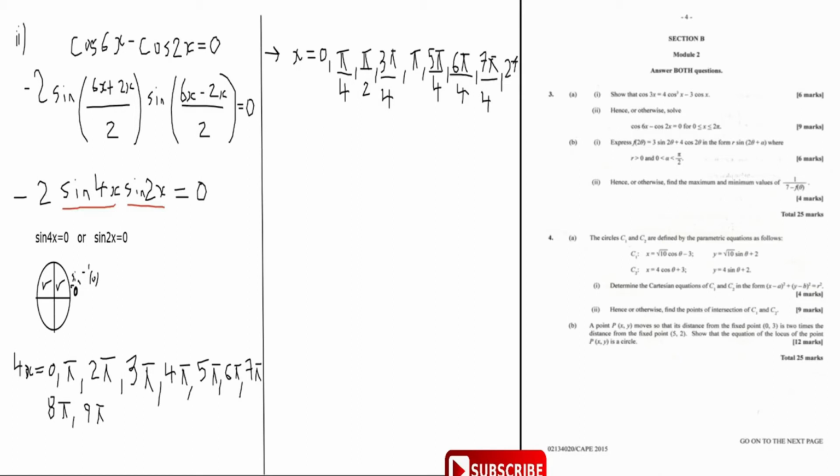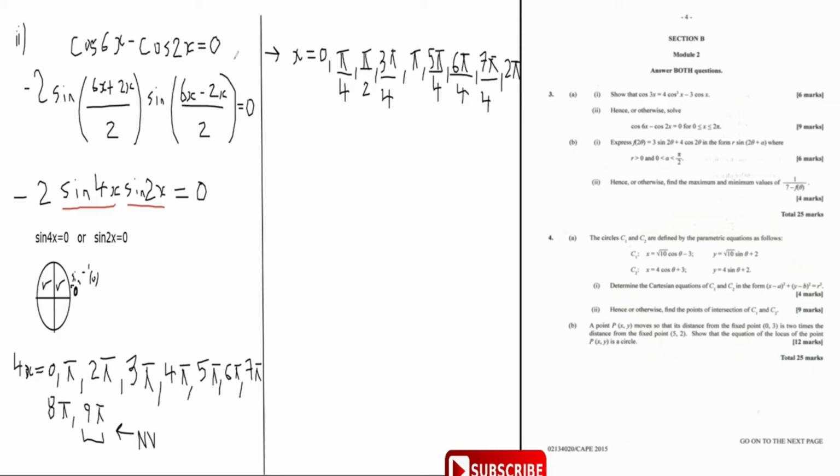We can stop right here. Why can we stop right here? Because 9 pi by 4 is going to be bigger than 2 pi. So this one is not valid. That one, not valid. All right. So those are all the values of x we get from this solution.